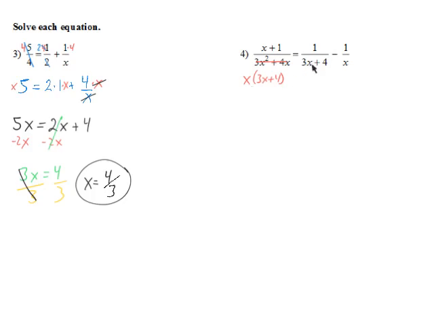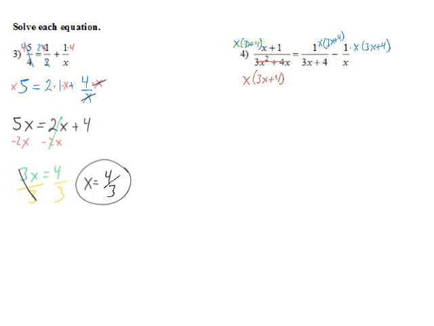Then I have this one, no GCF, nothing to factor there. So out of these three denominators, this has the most. So I'm going to multiply all pieces, or both sides, by that lowest common denominator. The first one's going to be x times 3x plus 4. This one's going to be times x times 3x plus 4. And the last one we're also going to multiply by x times 3x plus 4. So again, I chose the one with the most, and that was the first one.